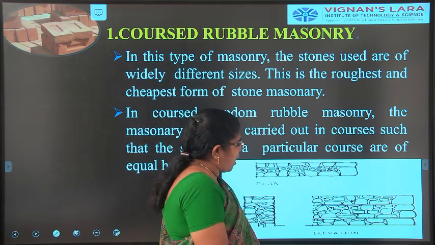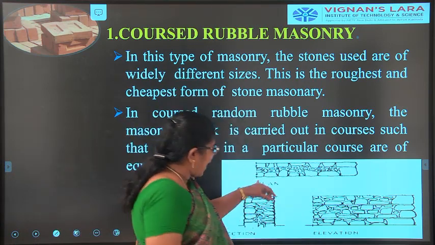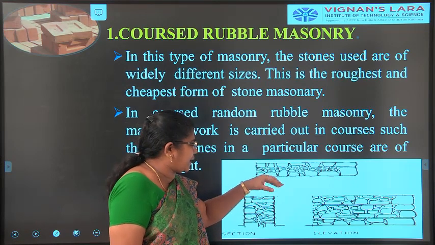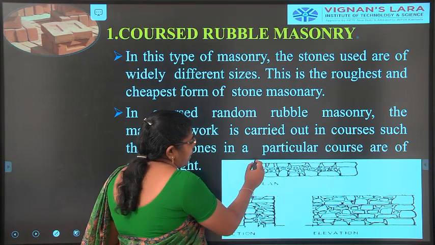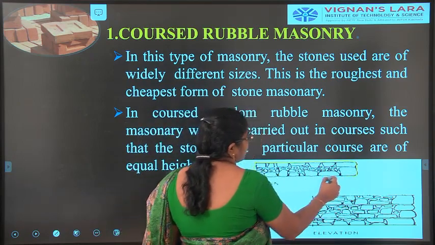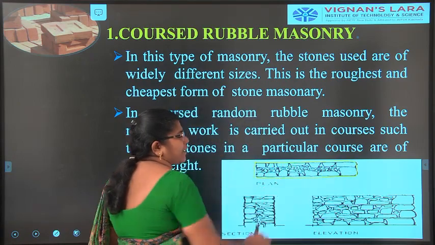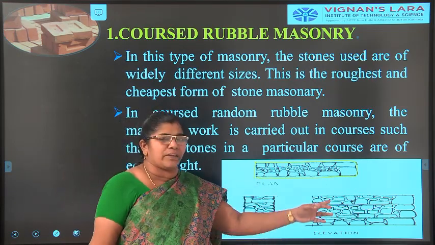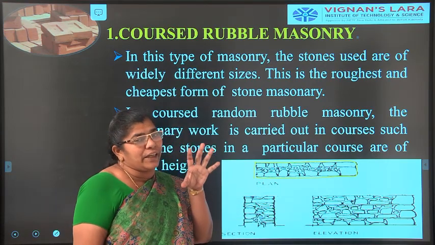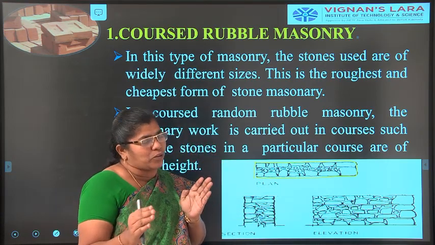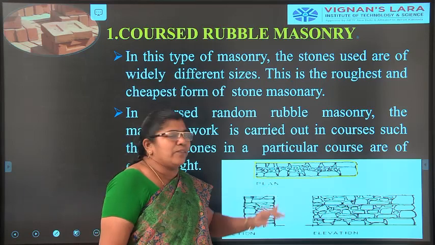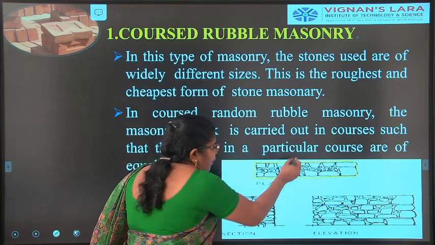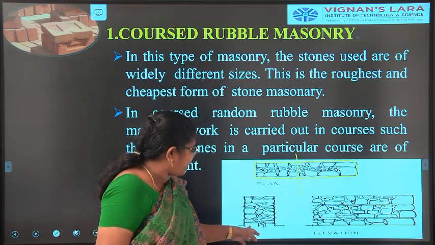So you can see this is the plan, elevation and section. Almost in the outer part, we will have uniform sized stones, and in between we will be fixing all different types of stones. Mostly outside we will have very big stones, and inside we will have very small ones. When I take a section, that means if I cut it and look at it, it will be like this.